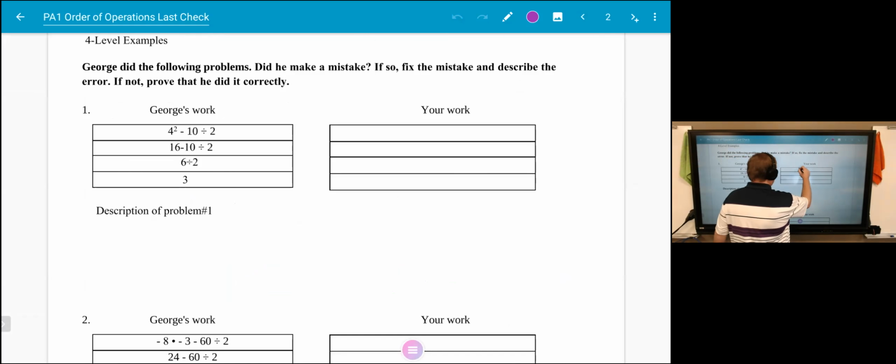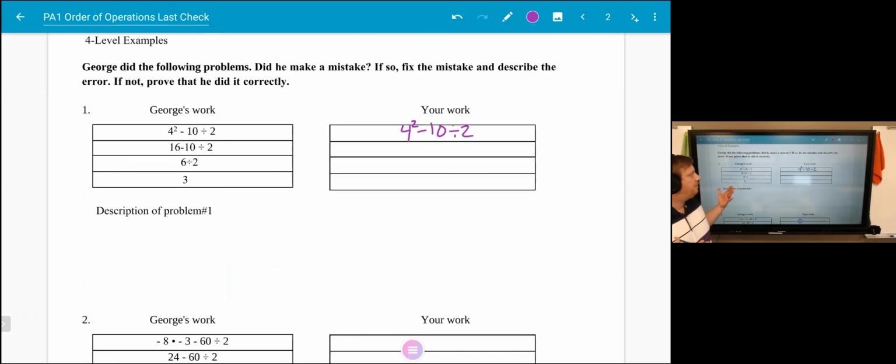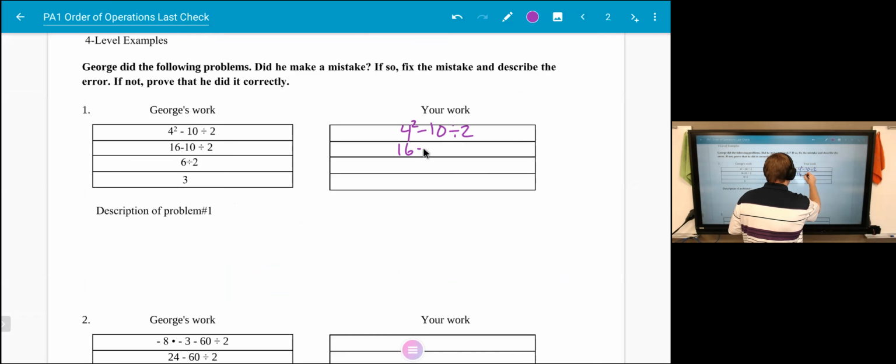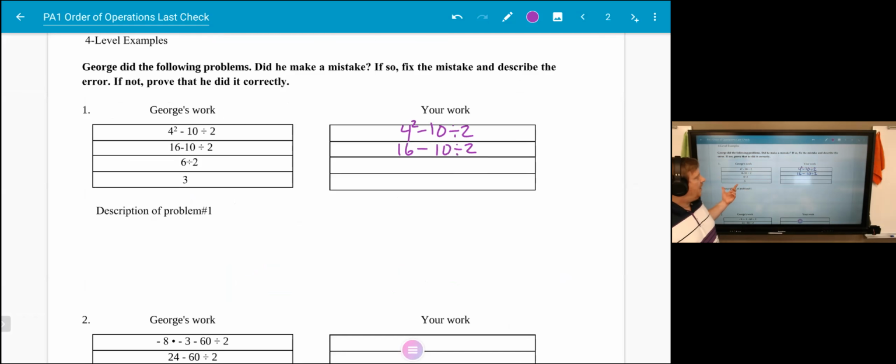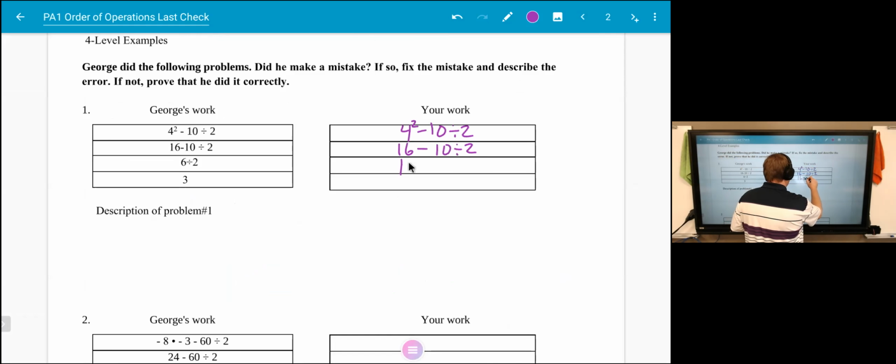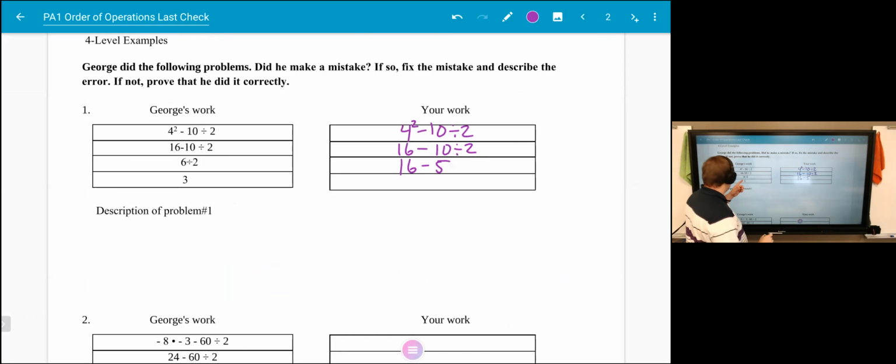Well, let's see. I'm going to rewrite it. 4 squared minus 10 divided by 2. I know that I have to do exponents before I do multiplication and division. So 16 minus 10 divided by 2. So far, so good. Well, I have to do division before I do subtraction. So this would be 16 minus 5. And oh, there we go.